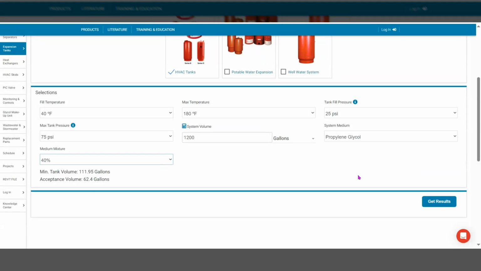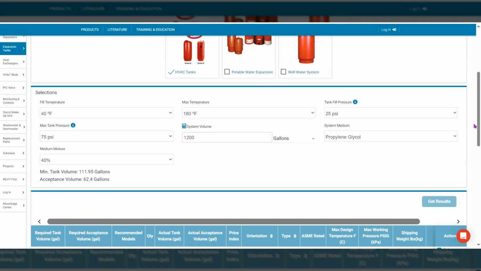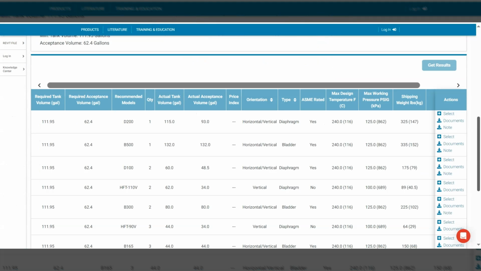Let's go ahead and click results, and let's take a look at the results. Bell & Gossett gives you a lot of different potential options. We're going to just look at the first two today. You could either use a D200 diaphragm tank or a B500 bladder tank. The difference being that the diaphragm tank has an actual tank volume and acceptance that are not the same, whereas the bladder tank has the same acceptance and tank volume.